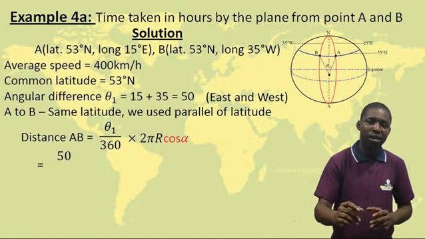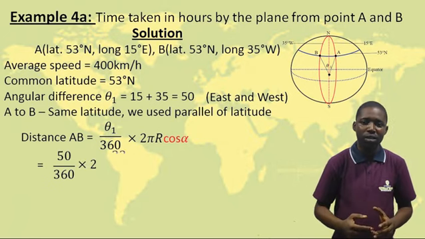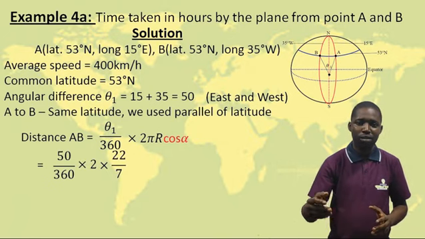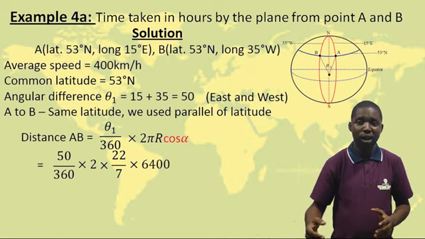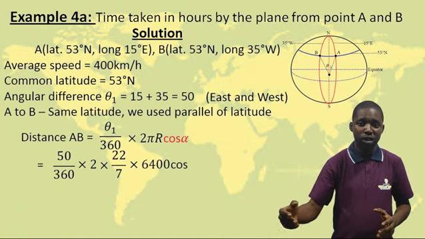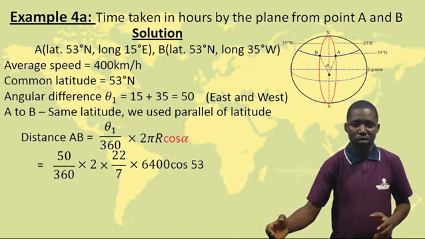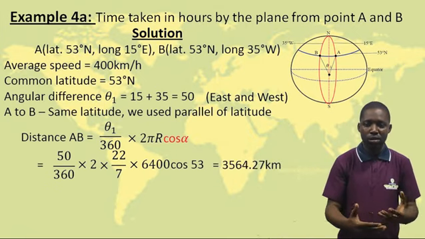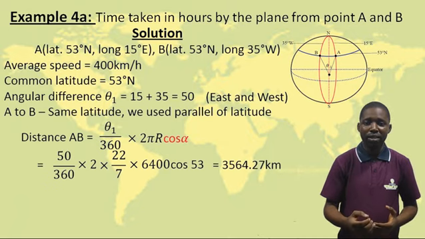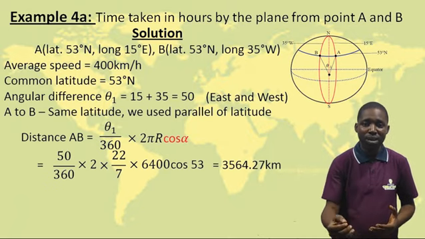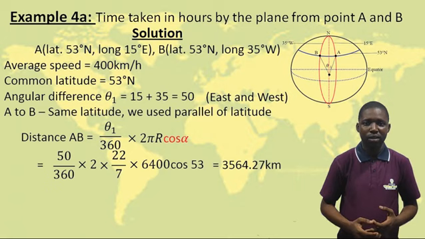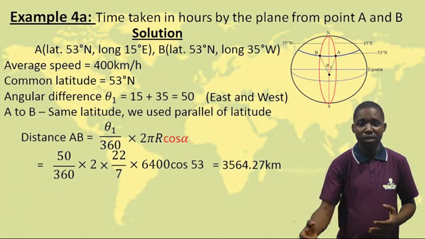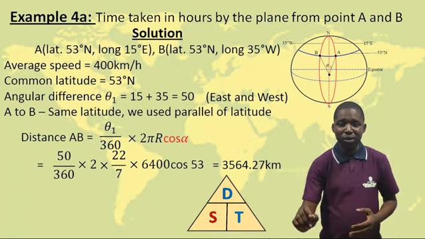So my distance AB will be equal to 50 over 360 times 2 times 22 over 7, which is pi, times 6,400, which is r, then cos 53. If I multiply all that and divide with the denominator, I'll get 3564.27 kilometers. The question is asking me for the time.